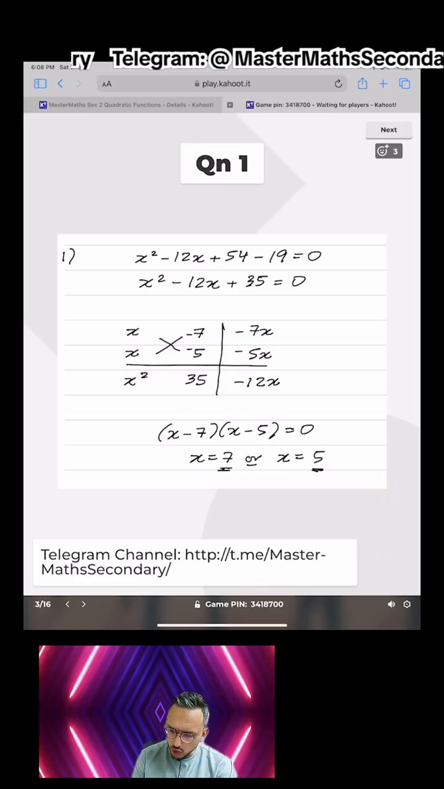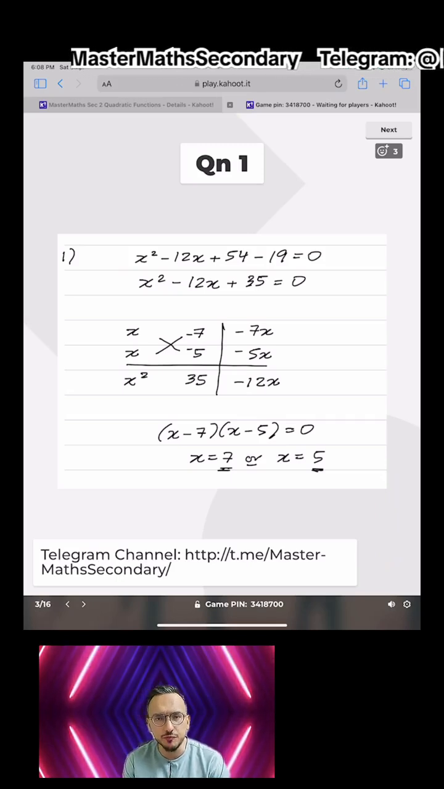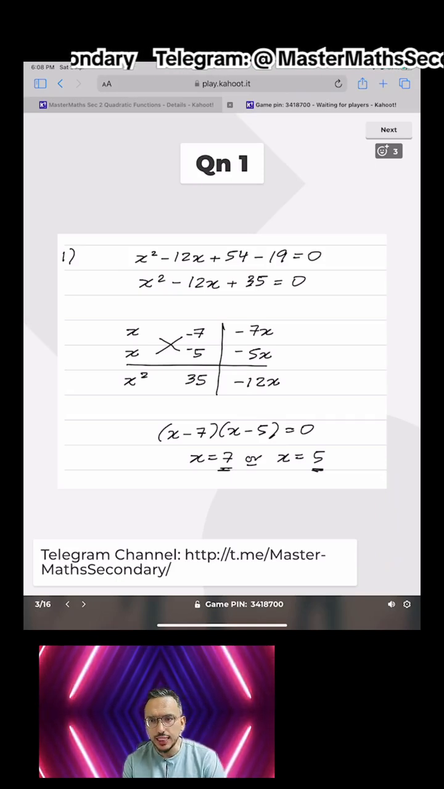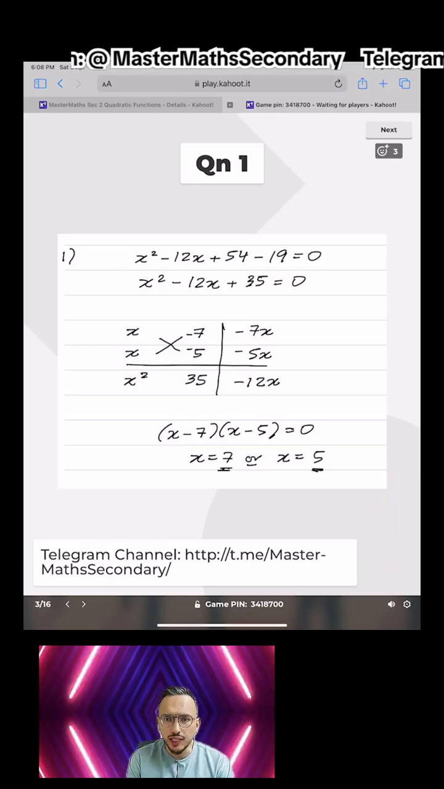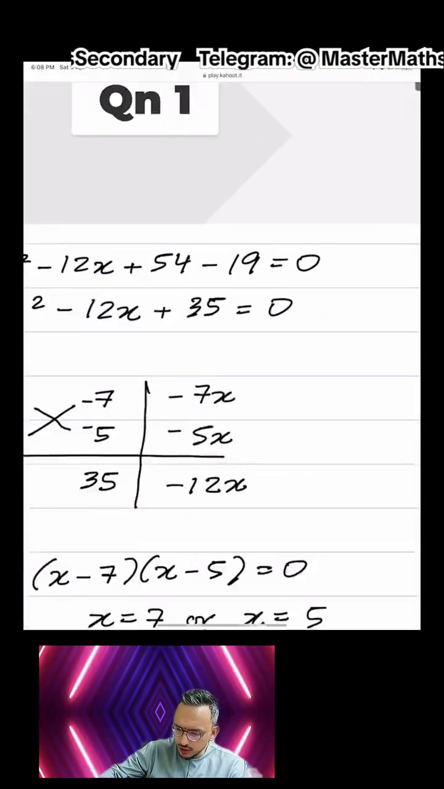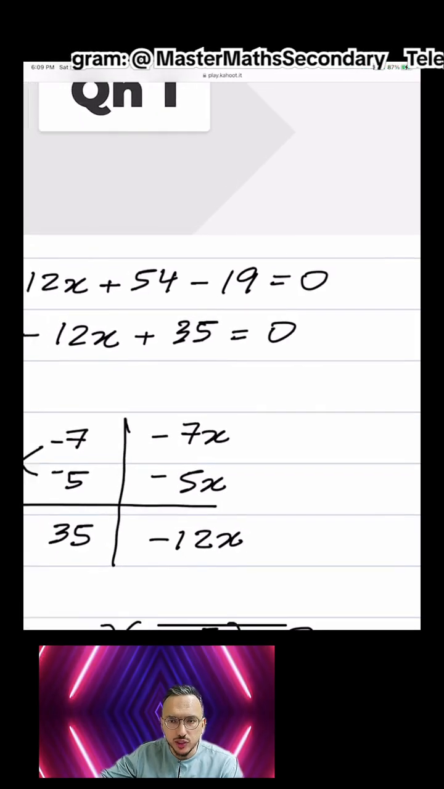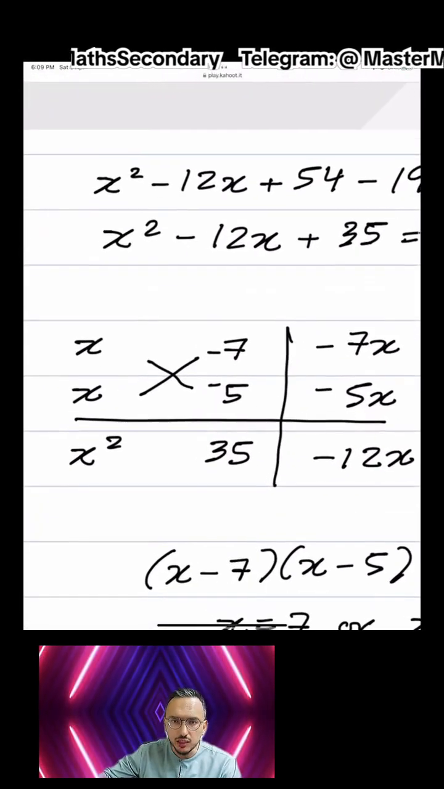Okay guys, so as we can see over here, you have x squared minus 12x plus 54 minus 19 equals 0. So the 19 you bring over becomes minus 19. So you are left with x squared minus 12x plus 35 equals 0. So basically your right hand side has to be equal to 0 lah for quadratic functions guys. And then we use this thing called the cross method.